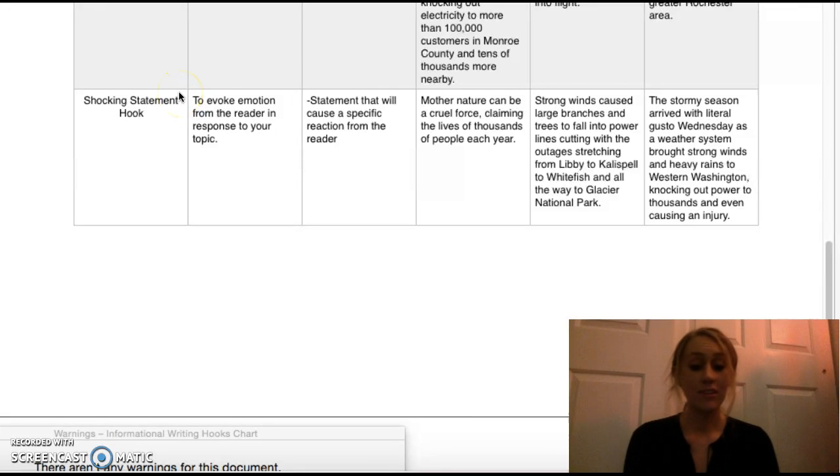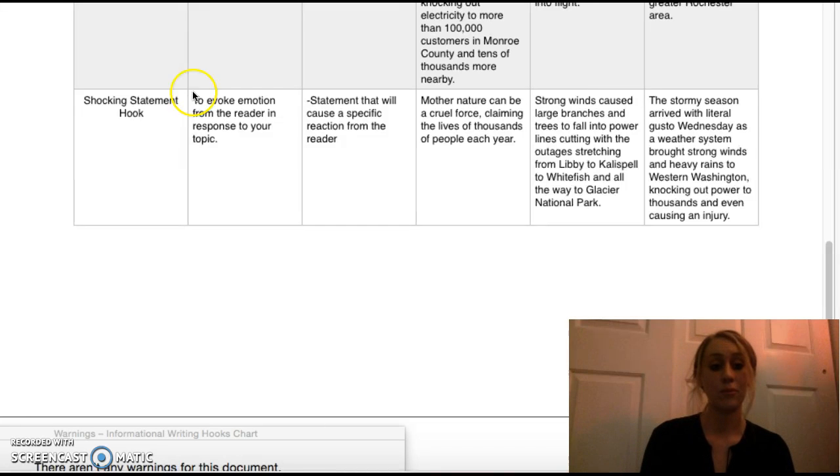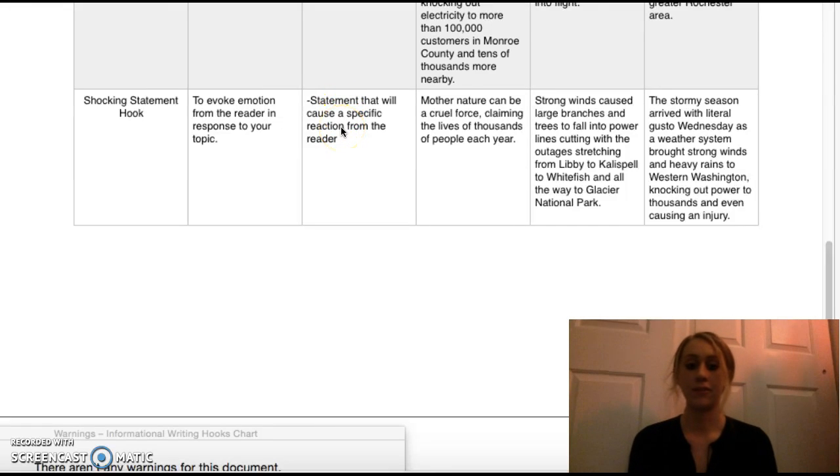Another type of hook that you can try out is including a shocking statement. So the purpose of this type of hook is to evoke emotion from your reader in response to a topic. This can be happiness, this can be sadness, this can be anger. It really depends on the purpose that you have for presenting the information that you are. So that is something to consider as well when you're deciding what kind of emotion you want to evoke from your reader. This is a statement that will cause the reader to have a specific reaction.